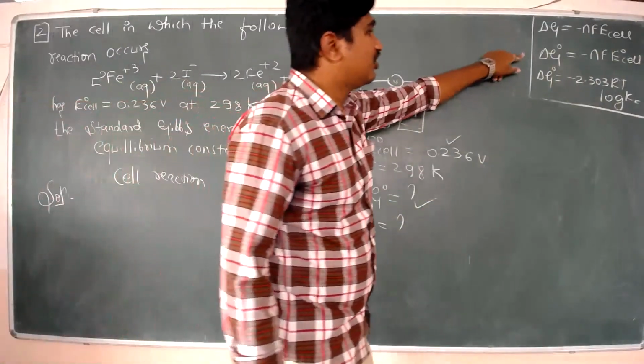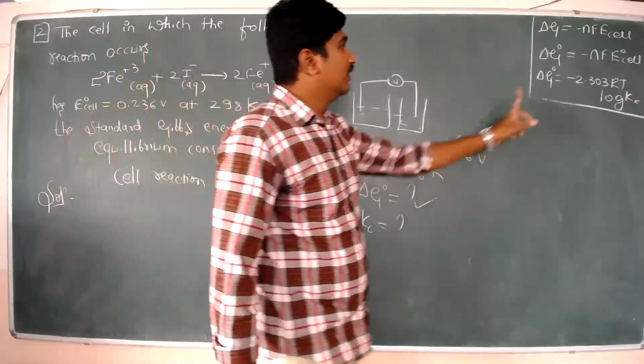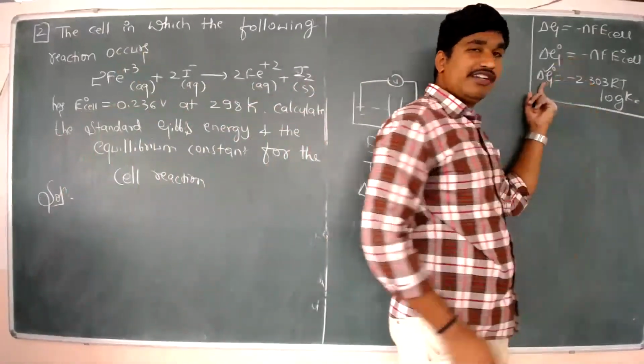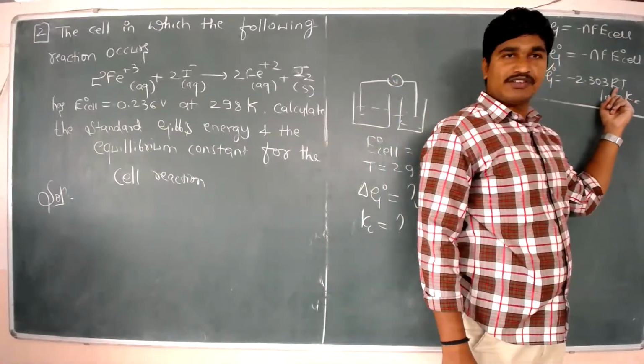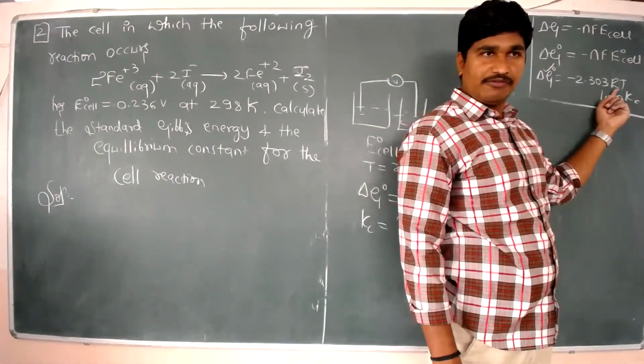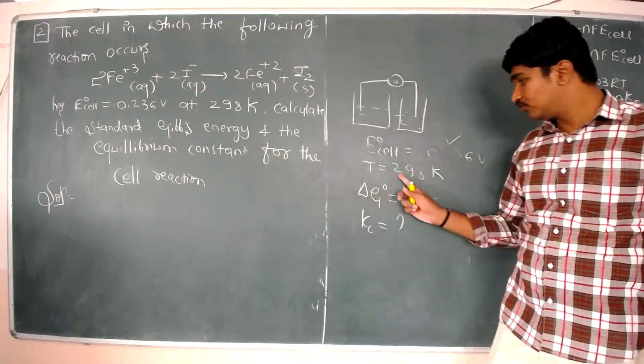After getting delta G naught, we want to calculate Kc, that is the equilibrium constant. Delta G naught we have already calculated. Just substitute that value here, right? And minus 2.3 R T log Kc. R value is fixed. How much for the gas constant? 8.314. Just substitute here. Temperature is given. Just check, what is the temperature here? 298 Kelvin.